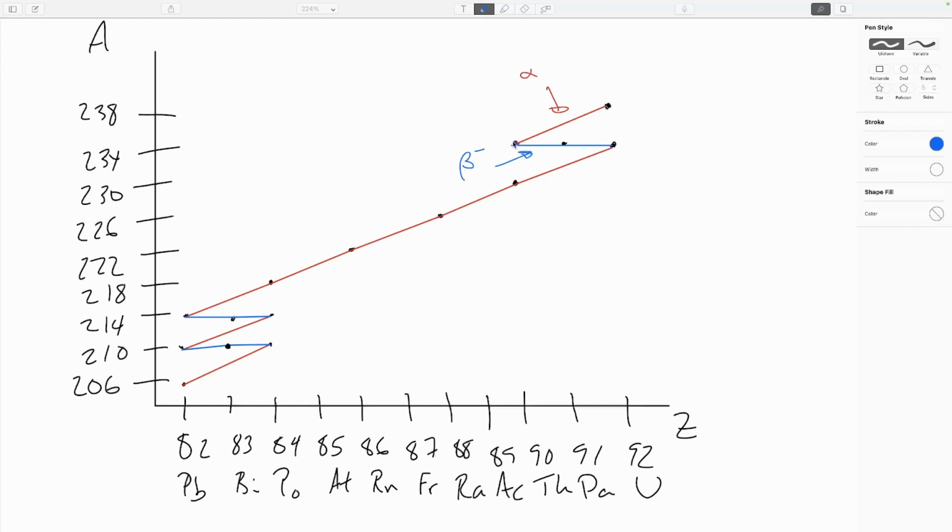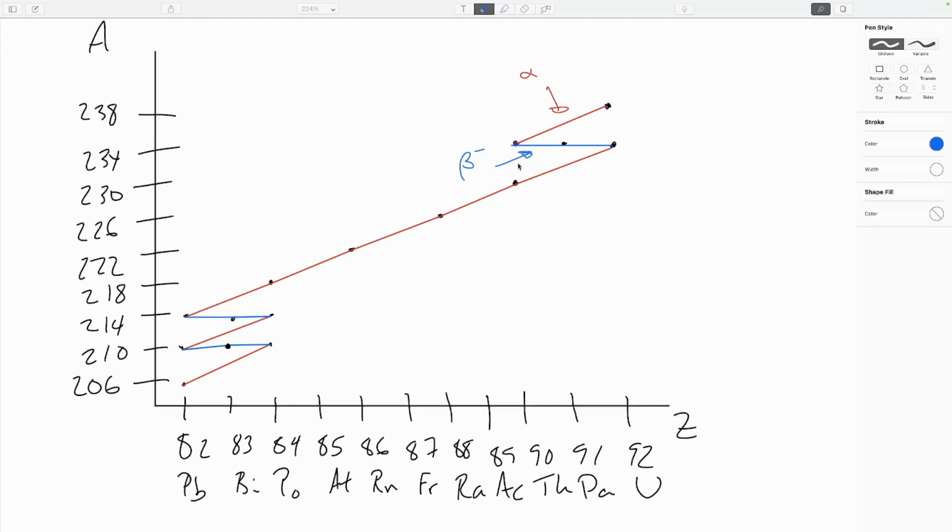Uranium-238 can get to daughter nuclei that have a lower binding energy per nucleon if it emits an alpha particle. That would decrease the atomic number by 2, so we go from 92 to 90. Uranium becomes thorium, and we decrease the mass number by 4, so 238 goes to 234.